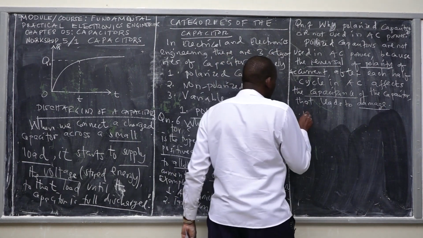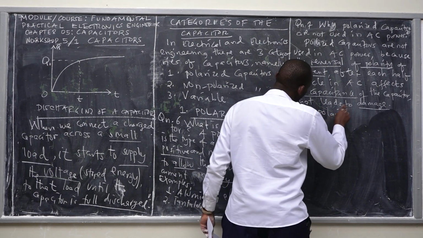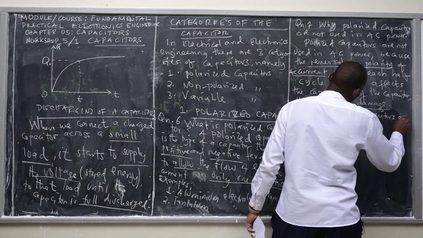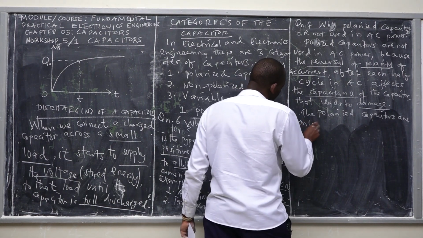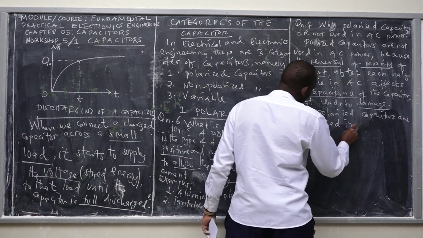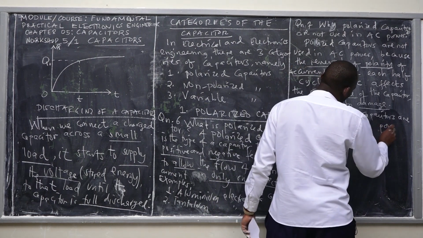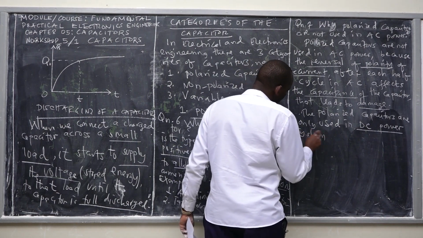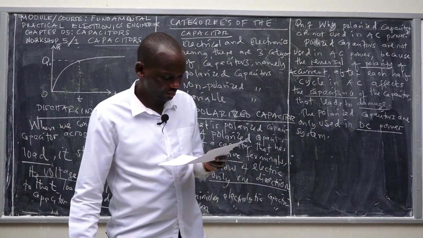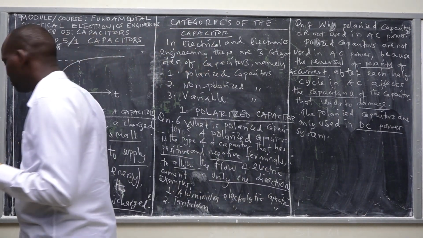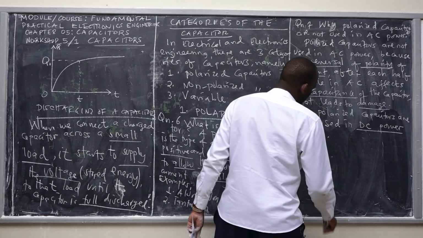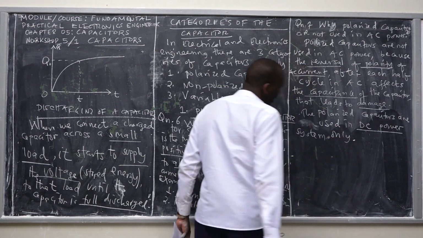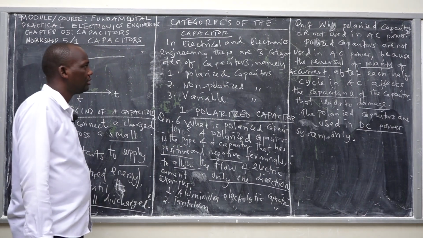So you say that polarized capacitors are only used in DC power systems. Are used in DC power systems only.